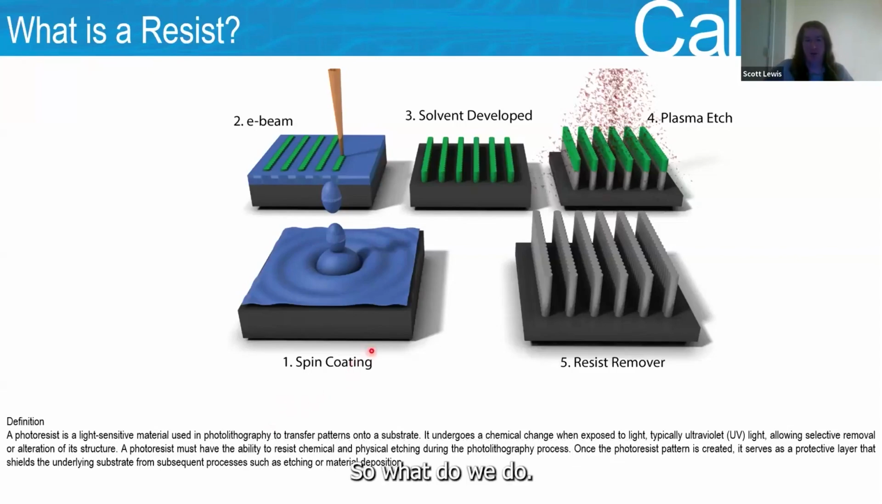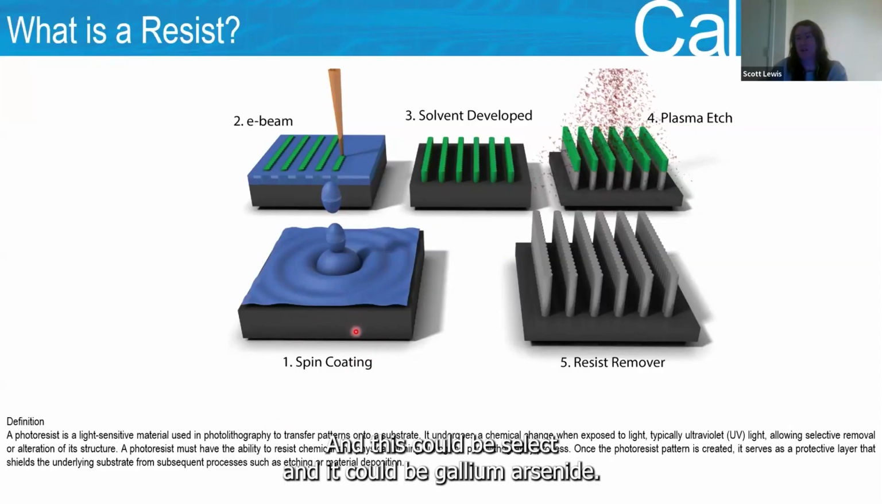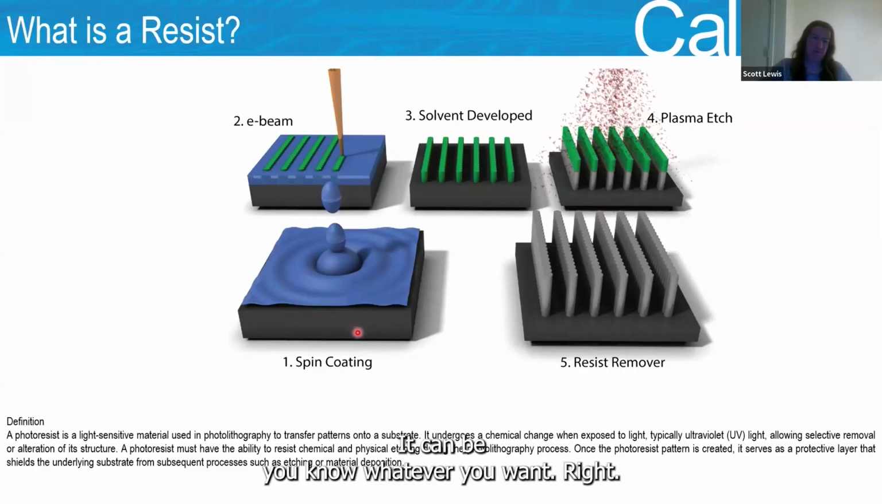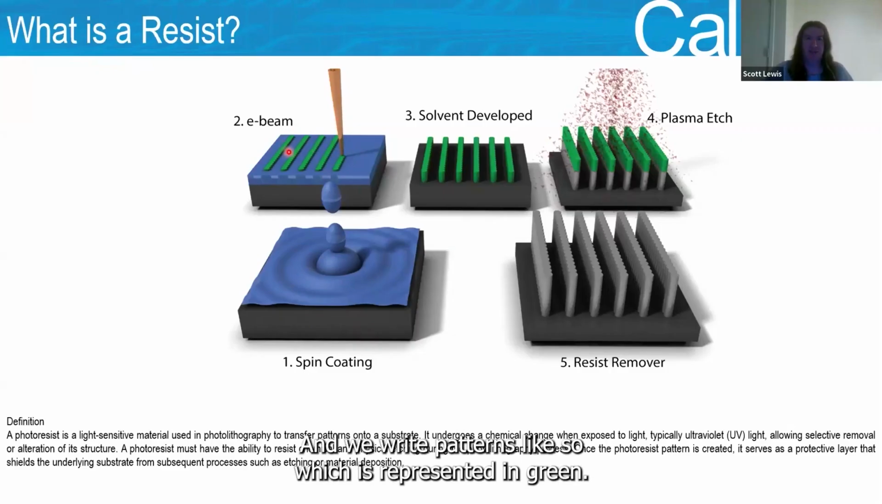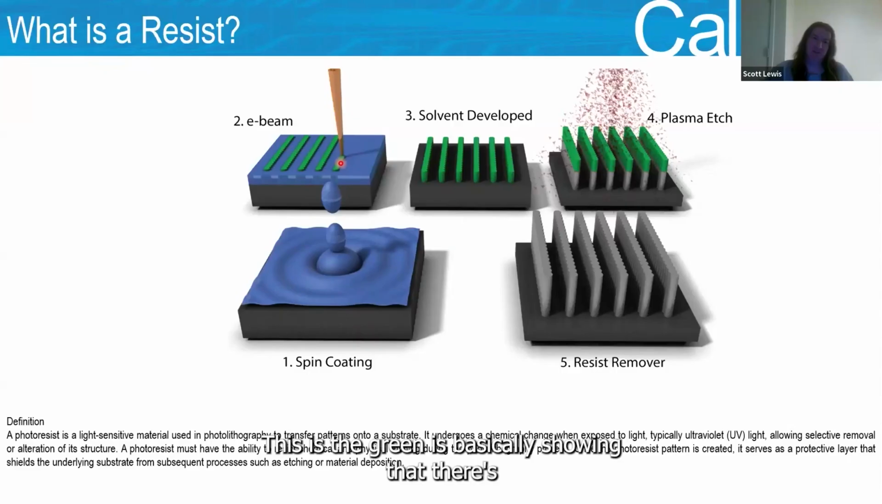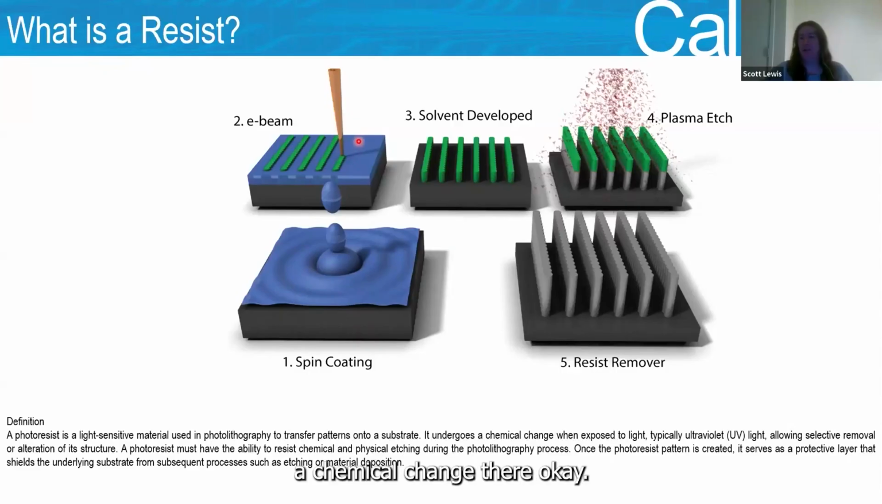Okay, so what do we do? We get a resist and we spin coat it on a surface, and this could be silicon, it could be gallium arsenide, it can be whatever you want, right? As long as it's a semiconductor. We get an electron beam, or this can be just light, and we write our patterns like so, which is represented in green. The green is basically showing there's a chemical change there. Okay, and we will go into what that chemical change really means. This isn't changed, but this is.